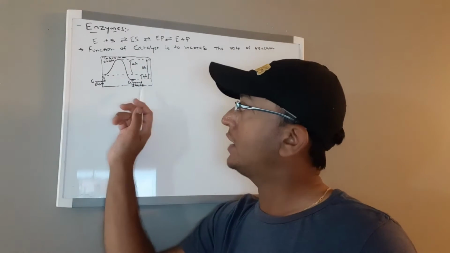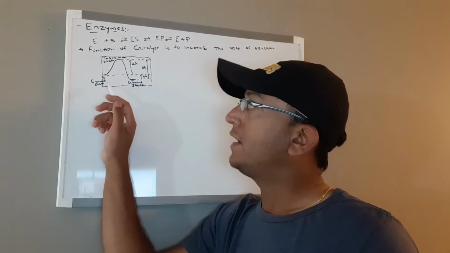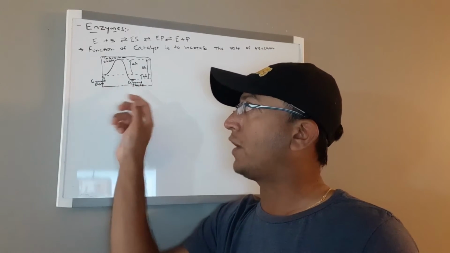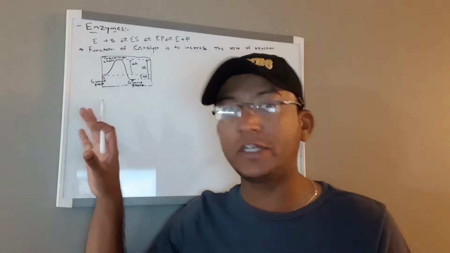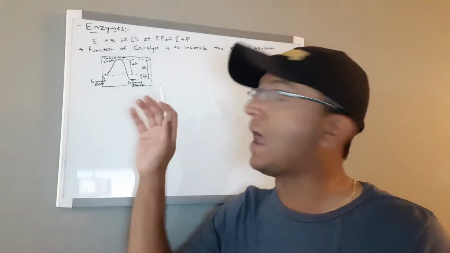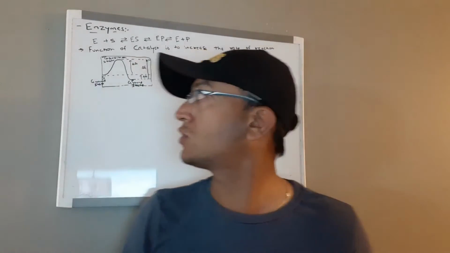So that's the ground state if it goes from product to substrate, and if it goes from substrate to product, that's the ground state as well. And this shows the contribution to the free energy of the system by an average molecule under a given set of conditions, as shown here.